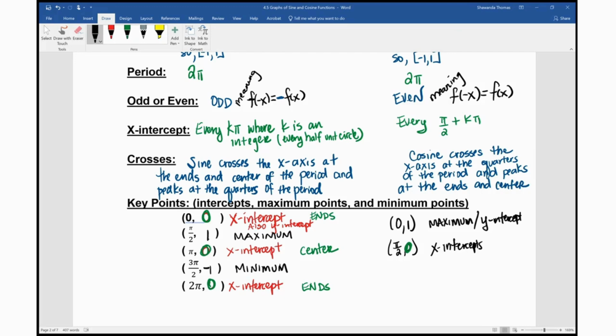Okay. Next point, pi comma -1. What is that? The center? Okay. What else? It's the minimum. Minimum as well. And 3 pi over 2 comma 0 is an x-intercept.